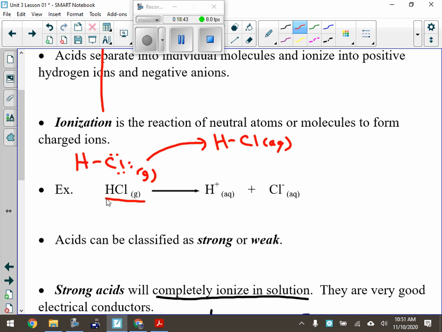H is going to become this here. So this is now going to turn into that, H plus and Cl minus. It's going to break up into two ions.